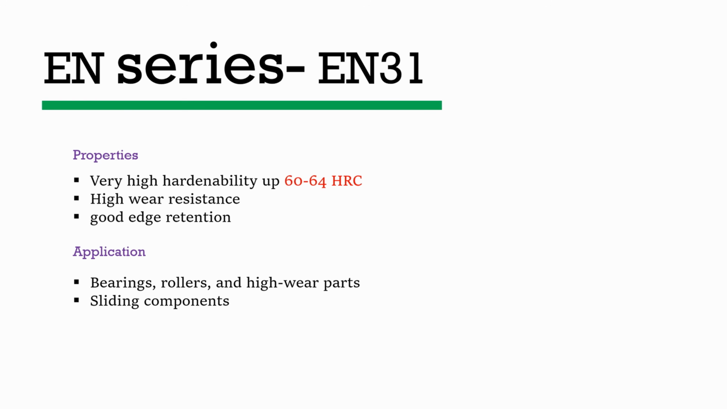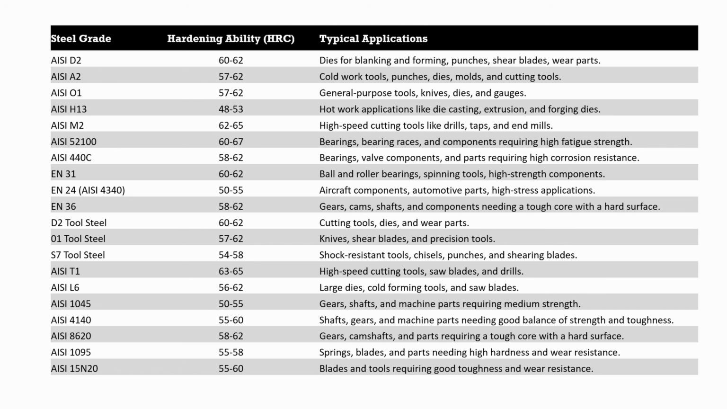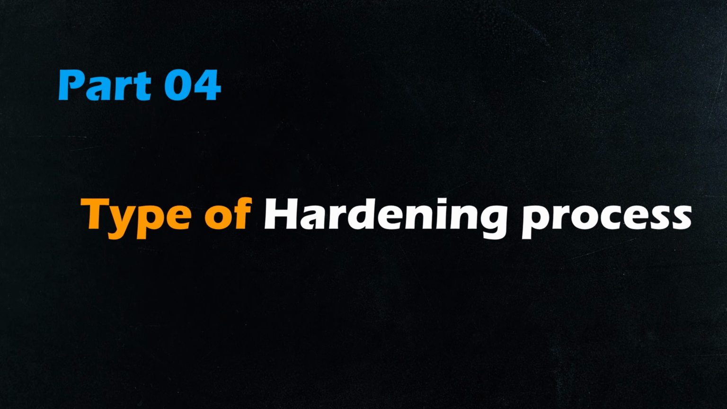EN series material EN31, high hardenability up to around 60 to 64 HRC, used for bearings, rollers and high wear parts. EN24 and EN19, maximum hardness around 54 to 58 HRC after the heat treatment, and that is a complete list. You can download it from the video description. And now let's understand the classification of a steel hardening process.